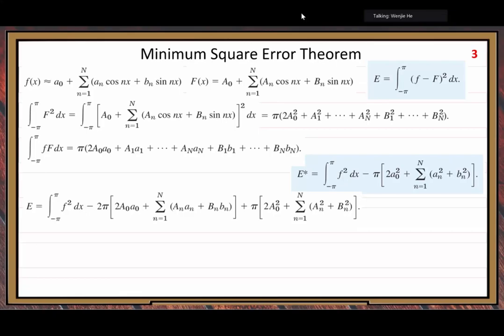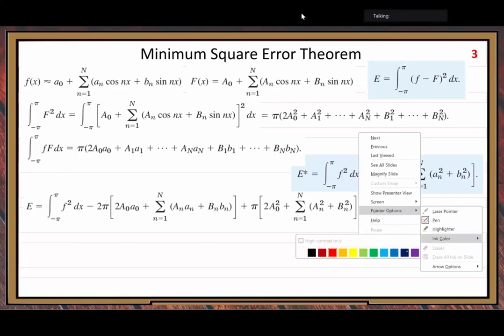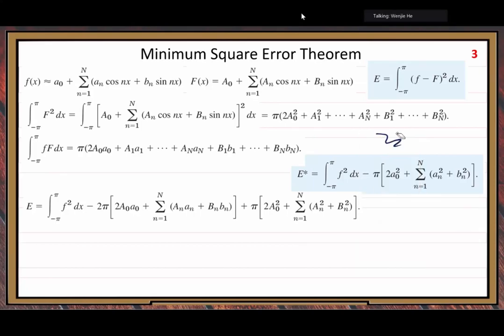So the current goal, oh, I need to change my pen color. The current goal becomes: we want to show capital E is always greater or equal to capital E star. Then we get the minimum error, the minimum square error.